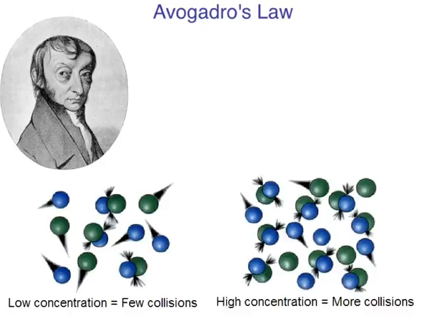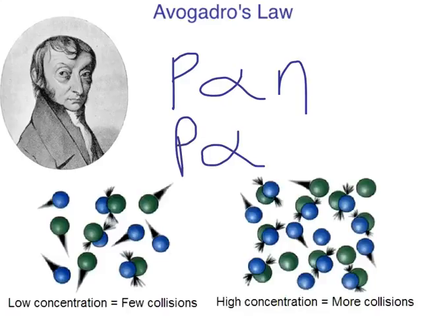I don't know why. All right, so Avogadro's law dealt with constant volume and constant temperature, and essentially it said that the pressure of a gas was proportional to the number of moles of a gas. Or the pressure of a gas was equal to some constant times the moles. Okay, so as the concentration of a gas increases, so we start off with this low concentration, fewer collisions. As the concentration increases, so does the collisions, and therefore so does the pressure.